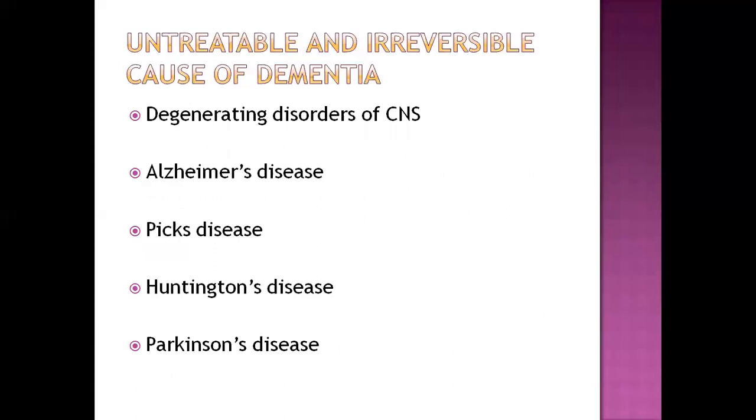There are untreatable and irreversible causes of dementia, which are degenerating disorders of the CNS: Alzheimer's disease, Pick's disease, Huntington's, and Parkinson's disease. Degenerating disorders means any neuropathological disorders that cause degeneration of the brain cells. Alzheimer's disease is typically the type of dementia in which there is memory loss and intellectual dysfunction.